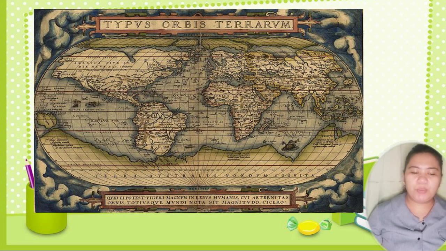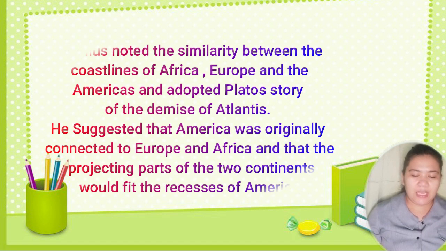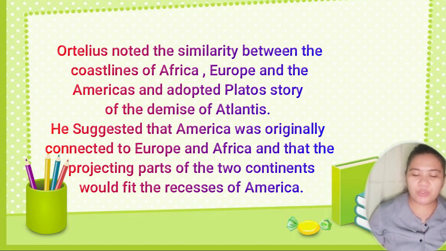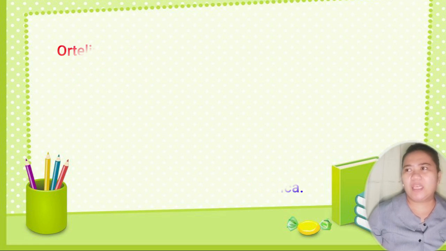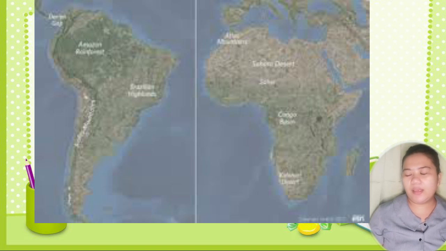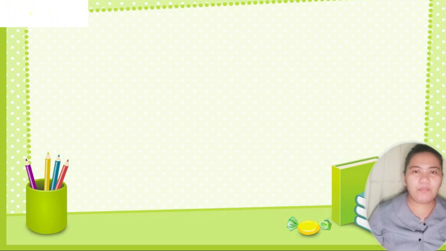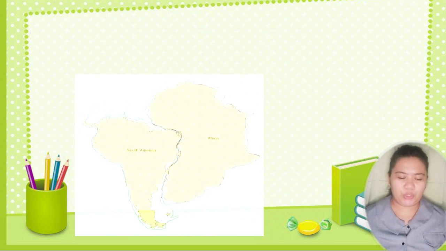Ortelius noted the similarity between the coastlines of Africa, Europe, and the Americas, and adapted Plato's story of the demise of Atlantis. He suggested that America was originally connected to Europe and Africa, and that the projecting parts of the two continents would fit the recesses of America. So, based on the observation of Abraham Ortelius, these four major continents, North and South America, Europe, and Africa, were once connected. But again, he was not able to give more specific justifications for his statement, not a conclusion yet. There was not enough evidence for that statement of Abraham Ortelius. That was only his observation.